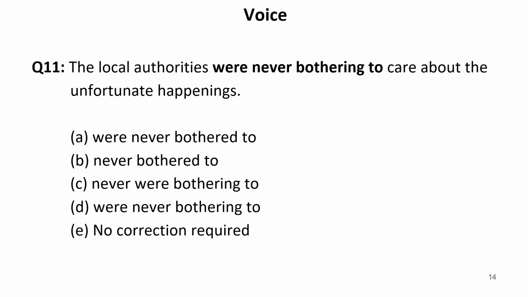The local authorities were never bothering to care about the unfortunate happenings. Again, if I write were never bothering, so bothering is transitive verb. So here we need an object, but we do not have any object. The local authorities were never bothering to whom? Bothering whom? We don't have any object. And if we don't have any object, it means the given sentence should be in passive voice. Therefore, this bothering should be replaced with bothered. So were never bothered to care about unfortunate happenings. This will be the correct answer.